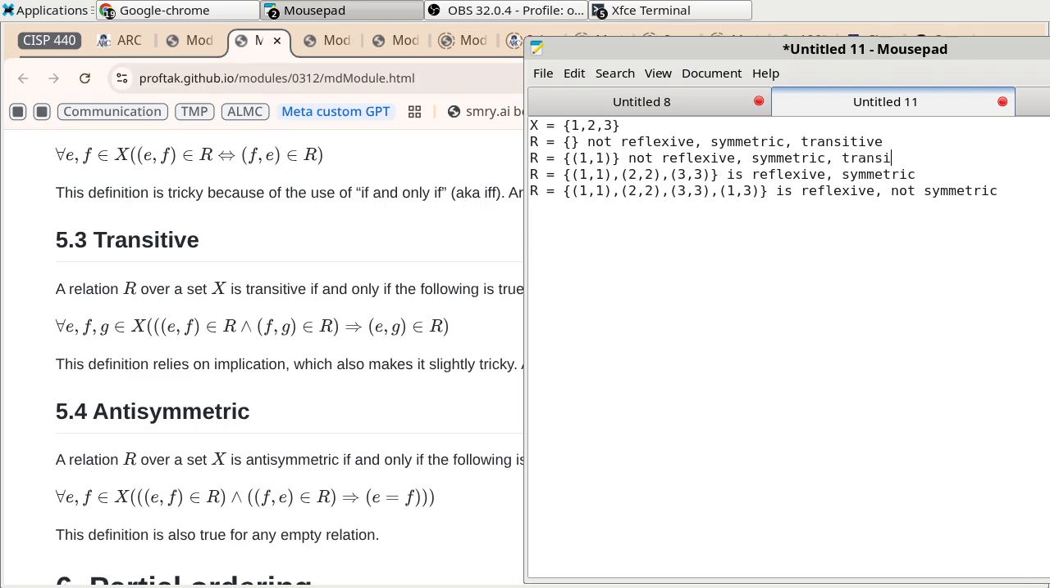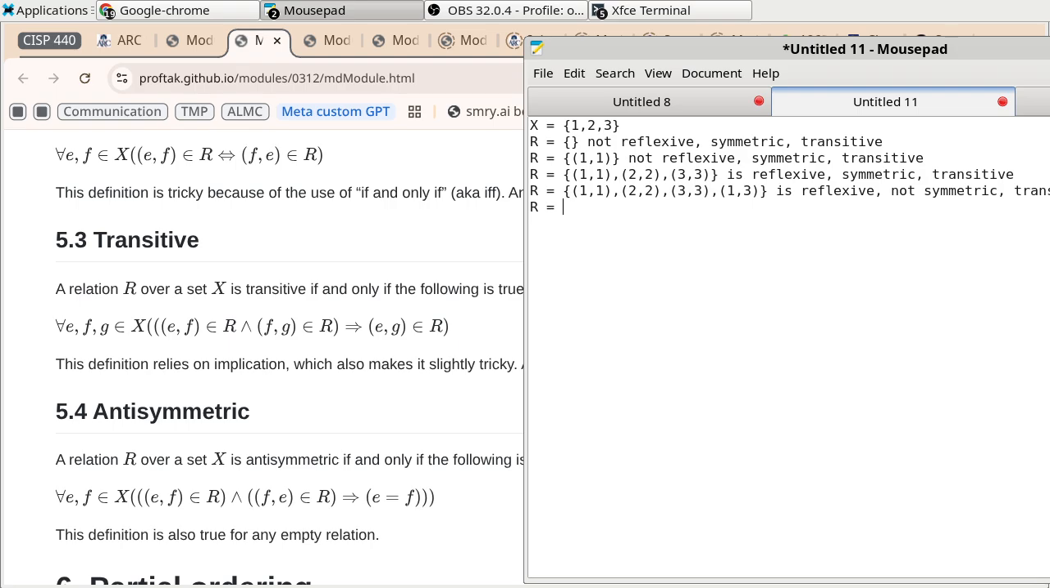This one is also transitive. This one is definitely transitive. And this one is transitive as well. All right, so let's take a look at something that is not transitive.